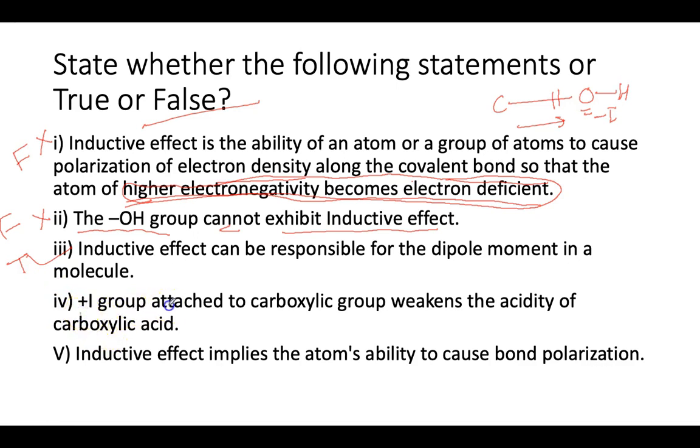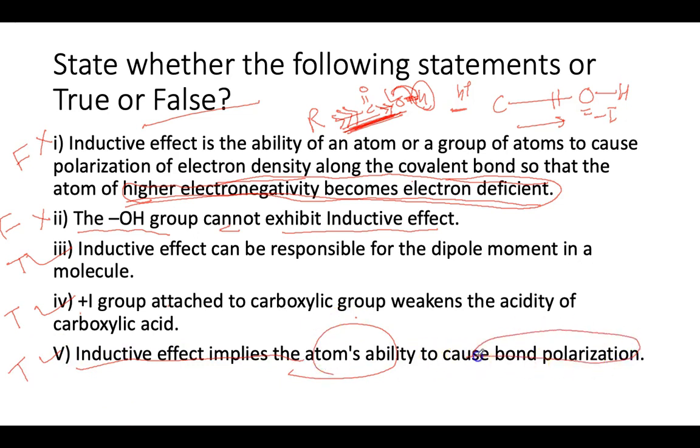Fourth point: a plus I group attached to the carboxylic group weakens the acidic strength of the carboxylic acid. Yes, it is also true, because if there is a carboxylic group, RCOOH, and you put a group which shows plus I, meaning electron donating nature, electrons go towards carbon, from carbon towards oxygen, from oxygen towards hydrogen. So removal of H plus is difficult. If electrons are coming, this bond becomes stronger and acidic strength decreases. Fifth point: inductive effect implies the atom's ability to cause bond polarization. Yes, it is also true, because inductive effects are mainly responsible for bond polarization.